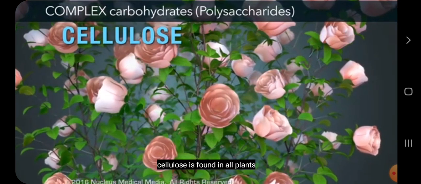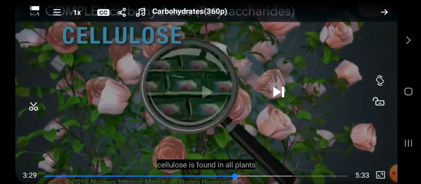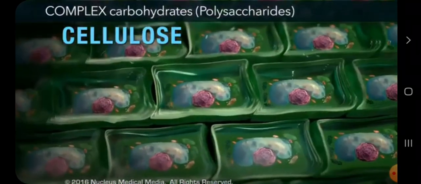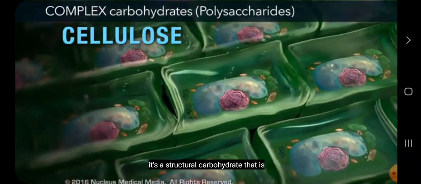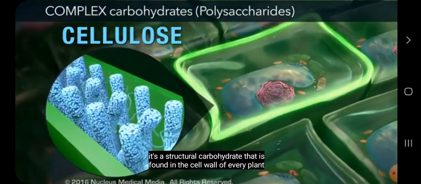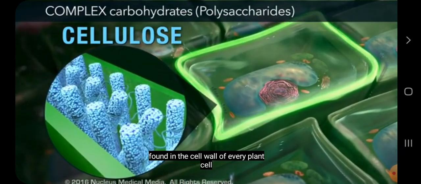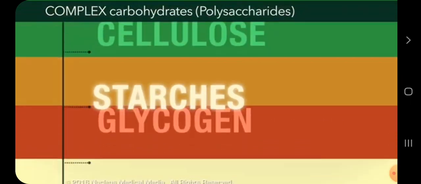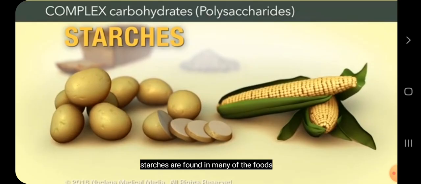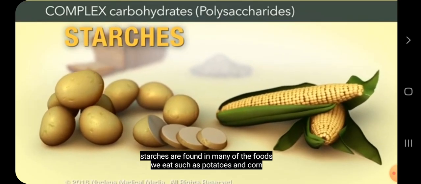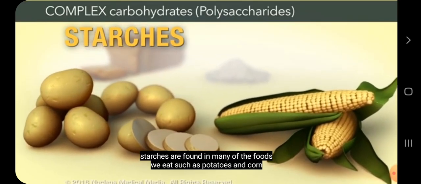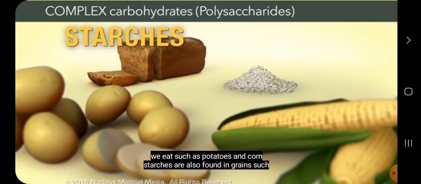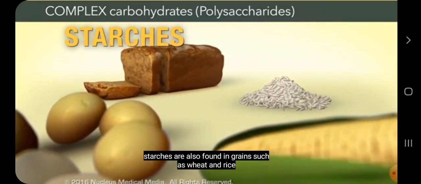Cellulose is found in all plants. It's a structural carbohydrate that is found in the cell wall of every plant cell. Starches are found in many of the foods we eat, such as potatoes and corn. Starches are also found in grains, such as wheat and rice.